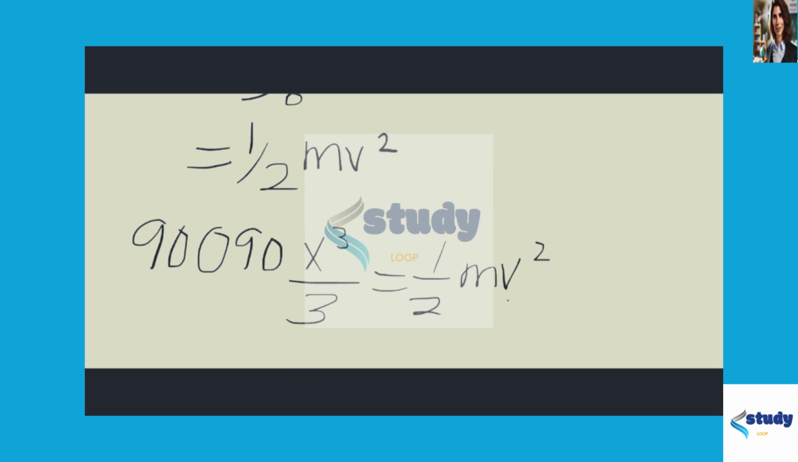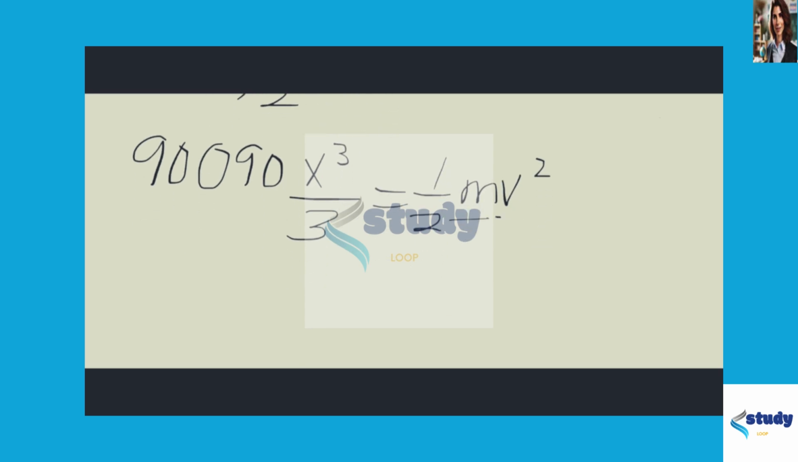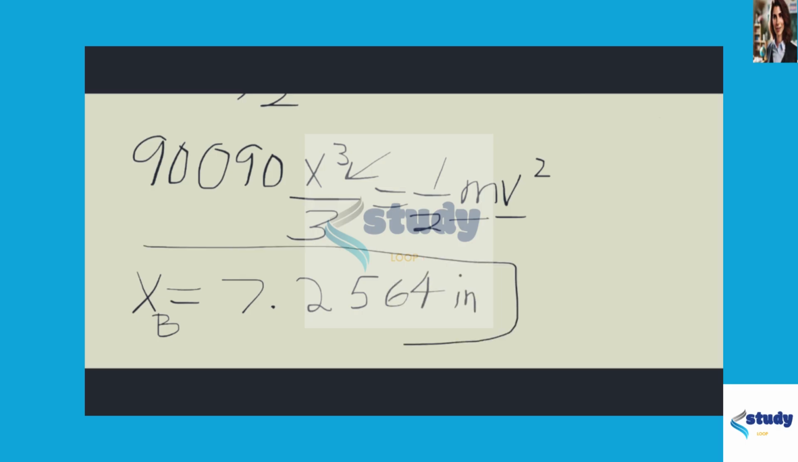Remember that we know the value for mass and velocity because those are given to us, so we have everything we need to solve for x. Carrying out this computation gives us a stopping distance for fender B of 7.2564 inches. And that is our stopping distance for B.